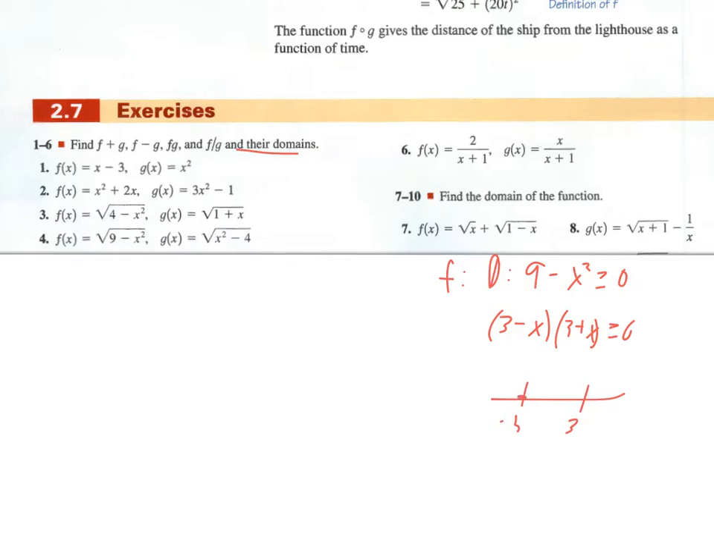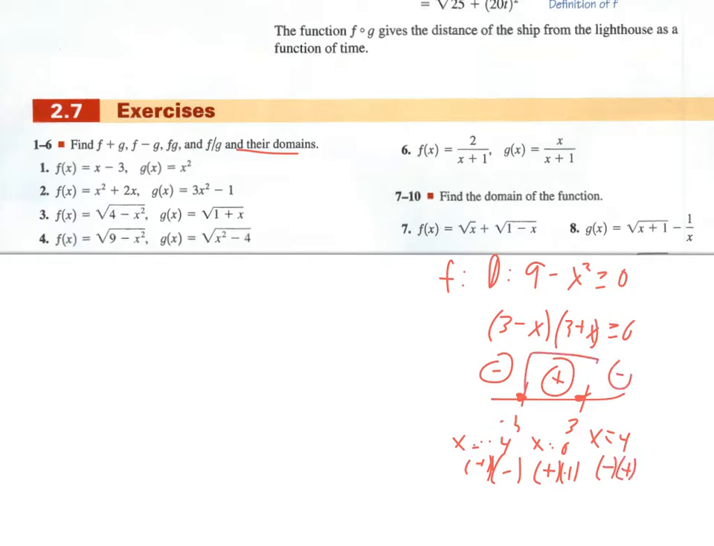And then I need to use my test points here, so that's -3 and +3 with the closed dots. If x equals -4, that's going to be positive and negative, so that's negative. If x equals 0, that would be positive, so that's a positive. If x equals 4, that would be a negative and then a positive, so that would be negative. So this one, my domain is between -3 and 3.